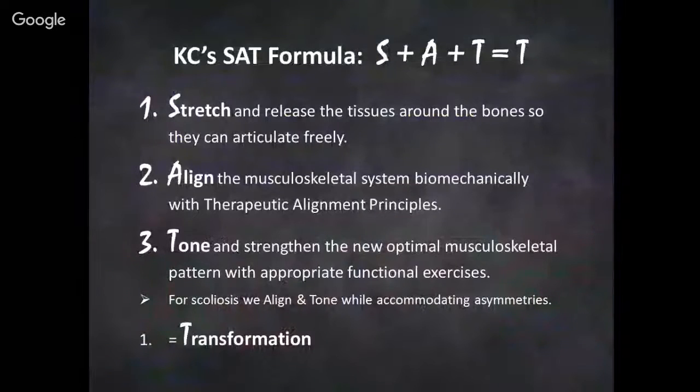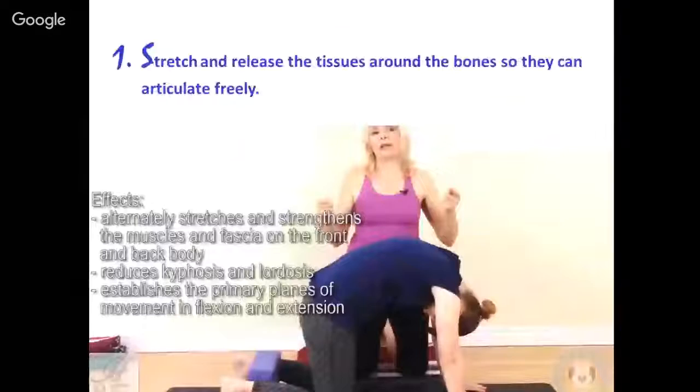So the formula, SAT equals T. So we stretch and release the tissues around the bone so that they can articulate freely. We align this musculoskeletal system biomechanically with the therapeutic alignment principles, and then we tone and strengthen the new musculoskeletal pattern with appropriate functional exercises. And then for scoliosis, because of the asymmetries, we need to work within that as we align and tone to balance out these asymmetries and factor that into our therapy.